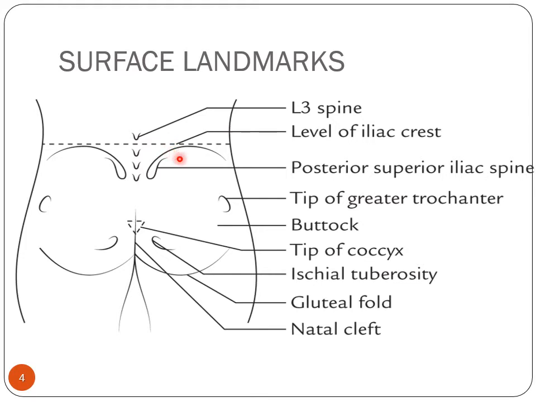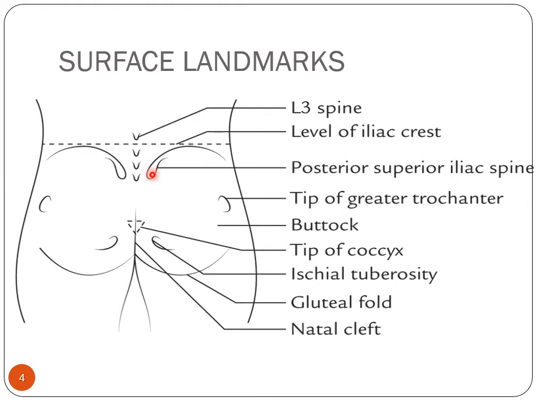Then the posterior superior iliac spine. This is the posterior superior iliac spine. What is the importance of the posterior superior iliac spine? It is the dip of the skin dimple. The line joining the posterior spines of both sides passes through the second sacral spine, where the spinal dura and the arachnoid mater end, with the CSF continuing in the subarachnoid space. So this is the importance of the posterior superior iliac spine.